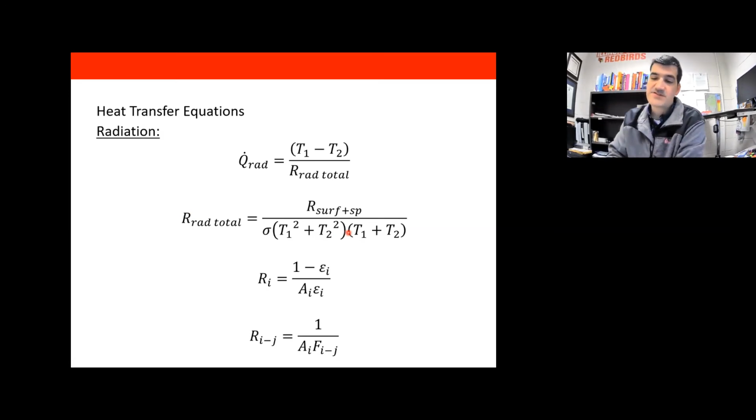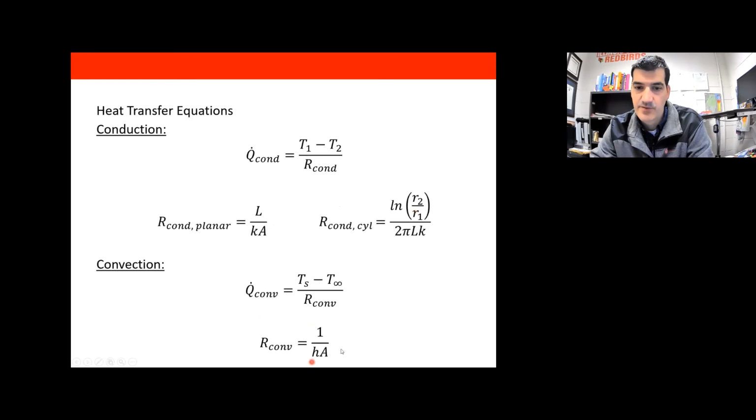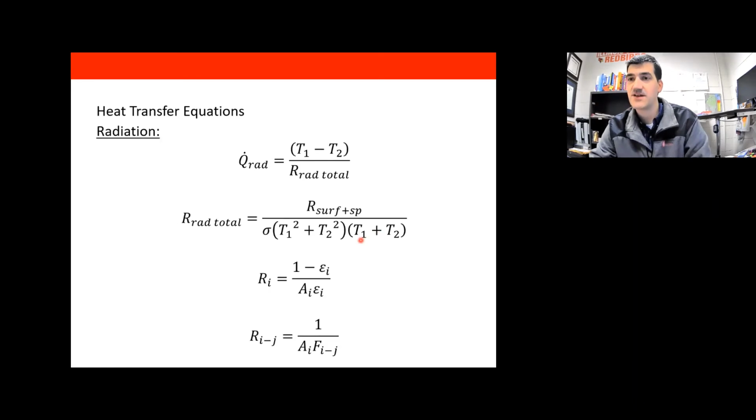All right, so the resistances that we've got: this one for radiation, and this one for convection, and these two for conduction, depending on whether you have a planar wall or a cylinder. So those are the equations that you're going to use for the resistances that you can either put in series or in parallel, depending on whether the heat has to go through one mode of heat transfer to get to the next, then they're in series, or if it can choose, then they're in parallel.